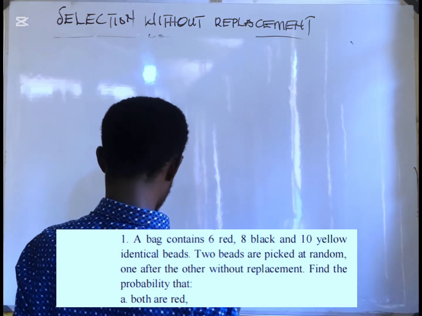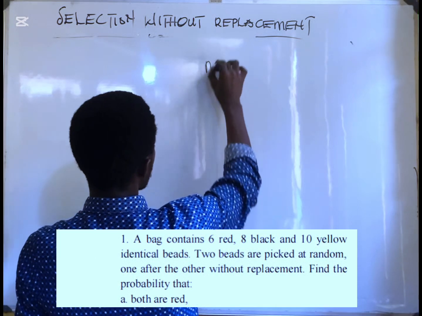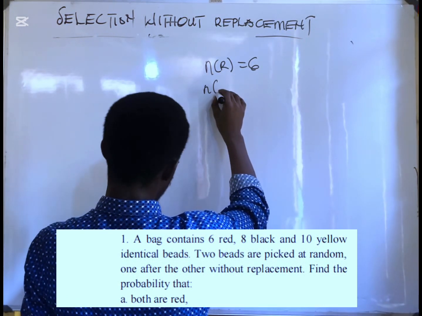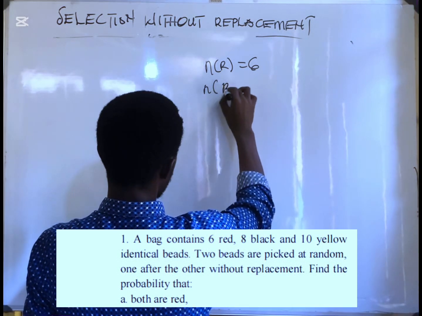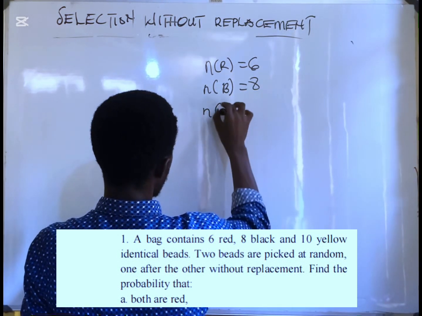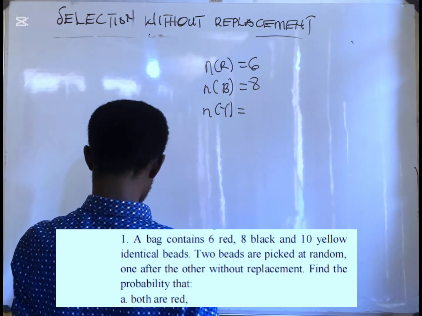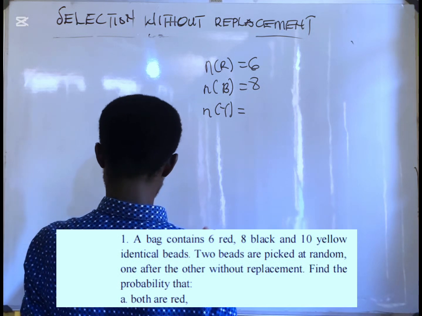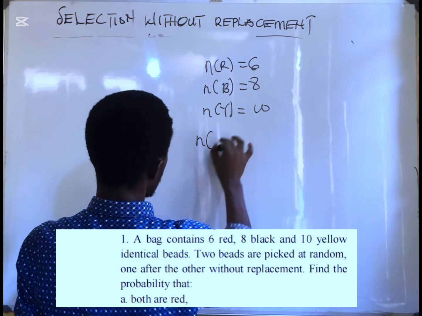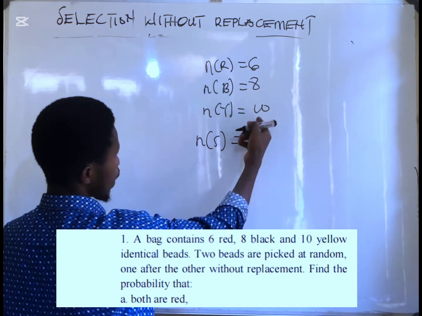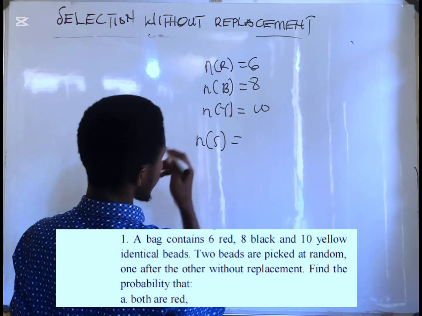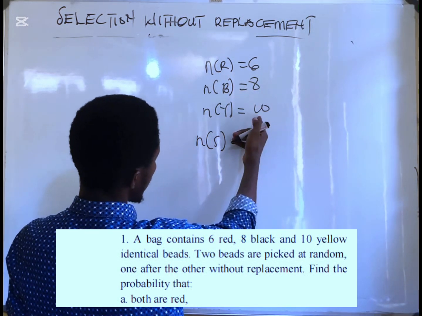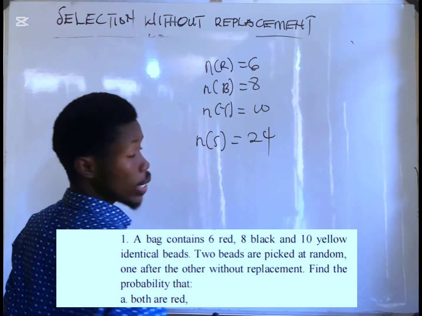The first thing you need to do is to say that the number of red in the bag was 6. The number of black was 8. The number of yellow was what? 10. So you see that our sample space will be 6 plus 8 plus 10. And we know that 10 plus 8 alone is, or let me add this one to it, this will give us 14. Plus this gives us 24 as our sample space.